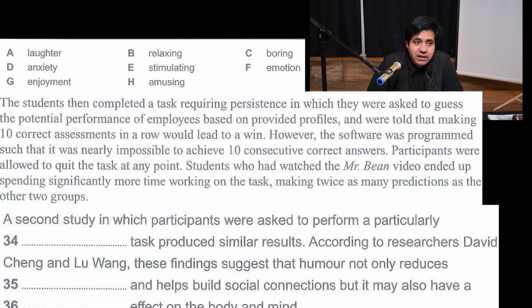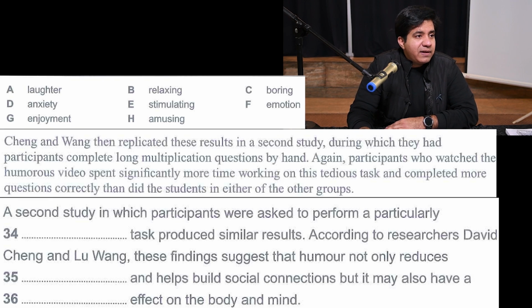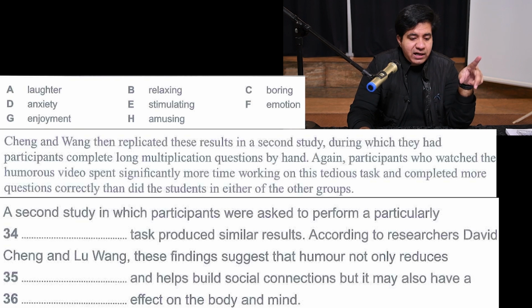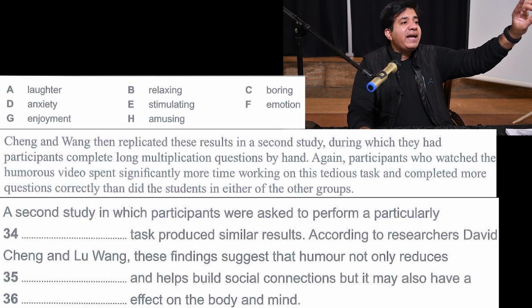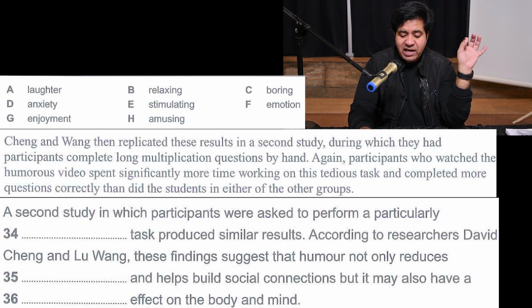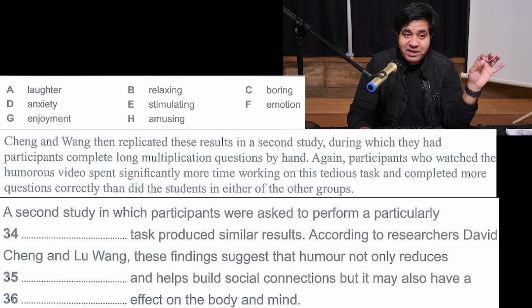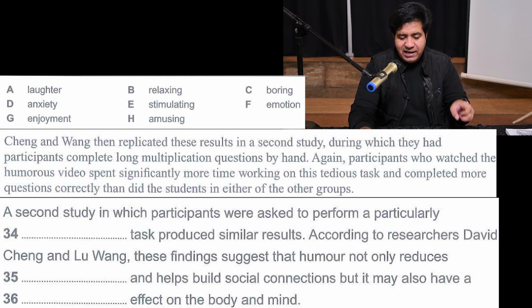A second study. Now second study, and there is a separate summary. A second study in which participants were asked to perform a particularly dash task. Come back. Second last paragraph, first line. Found it? Ching and Wong then replicated these results in a second study during which they had participants complete long multiplication questions by hand. Now find a word for long multiplication questions by hand. Find a word for that.